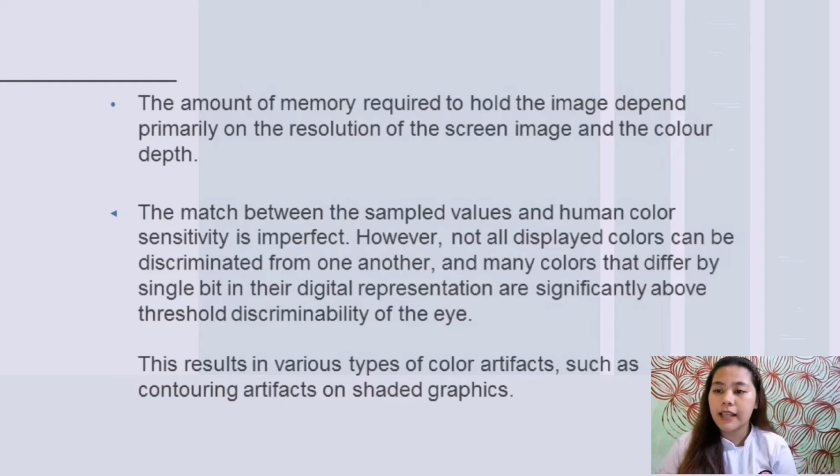The match between the sampled values and human color sensitivity is imperfect. However, not all display colors can be discriminated from one another, and many colors that differ by a single bit in their digital representation are significantly above the threshold discriminability of the eye. The result is various types of color artifacts such as contouring artifacts and shaded graphics.